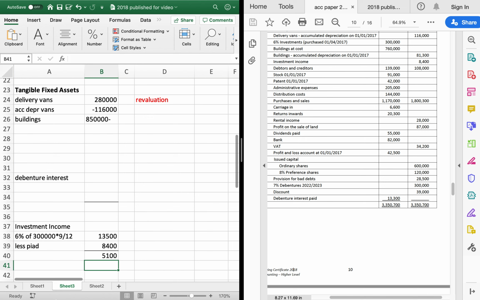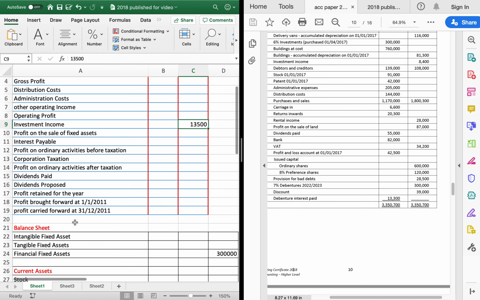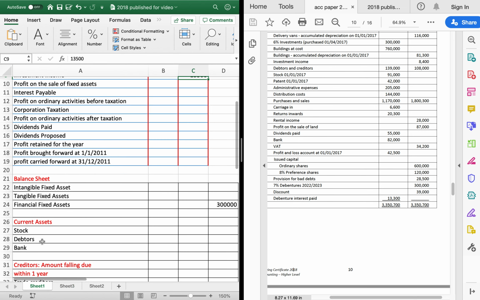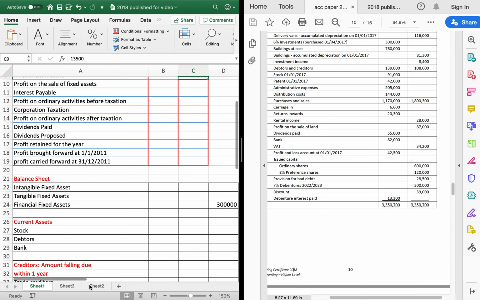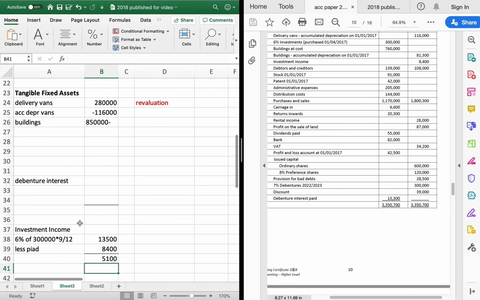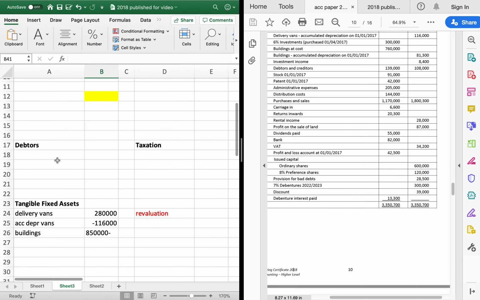Now, investment income due would normally, in a trading profit and loss account, go into your current assets. It'll still go into your current assets, but you'll see in our skeleton, you've only got stock, debtors, and bank as your current asset options. So it's not stock, it's not bank. So it's money owed to us, so it goes into debtors. So the 5,100 goes into your debtors. Okay, so that's that one done.